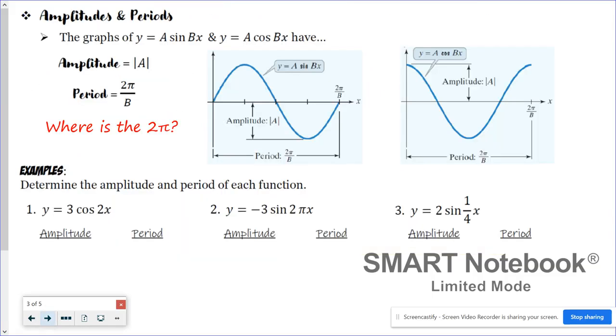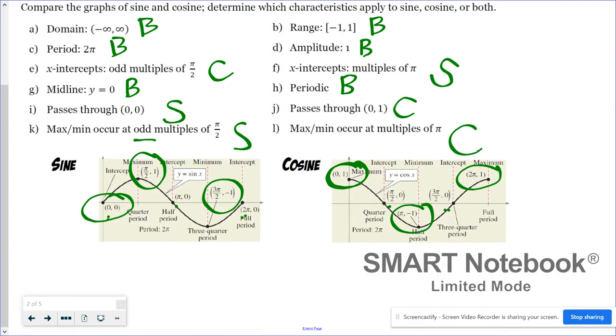So sine and cosine, they have a period of 2 pi. And so if I'm given a very simple function of the form y equals a times sine of b of x, or y equals a times cosine of b of x, I can identify the amplitude. So remember, the amplitude is the distance from the midline to the maximum. And so that distance is going to be equal to the absolute value of the a term. And the period is 2 pi divided by b.